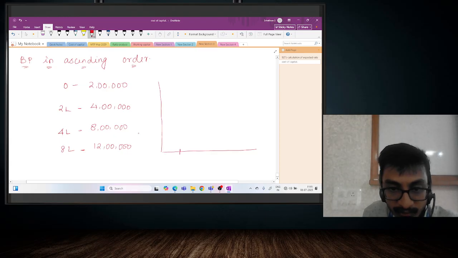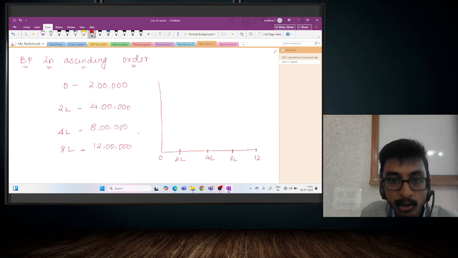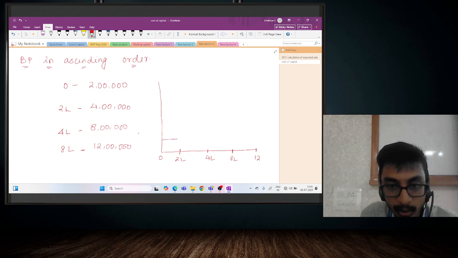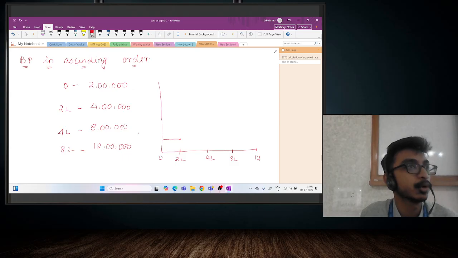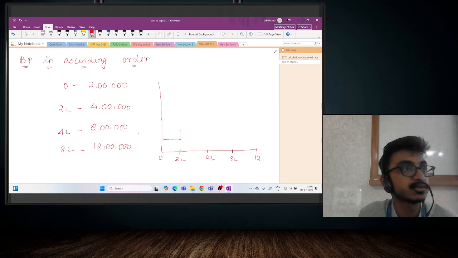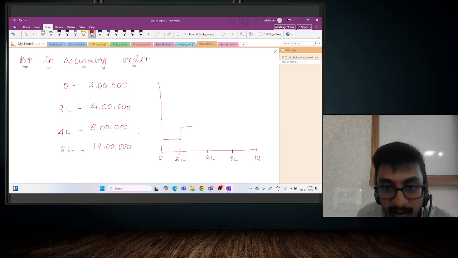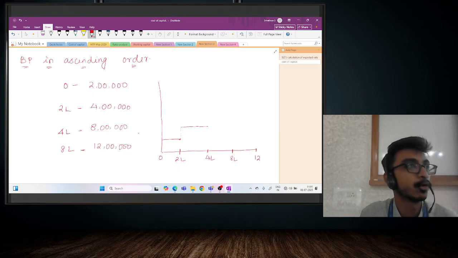So here we have 0, 2 lakh, 4 lakh, 8 lakh and 12 lakh. Any additional capital from 0 to 2 lakh will have the same cost of capital. But if you are going beyond 2 lakh, the weighted average cost of capital, the marginal cost of capital, will increase, and again it will remain constant till 4 lakh rupees.